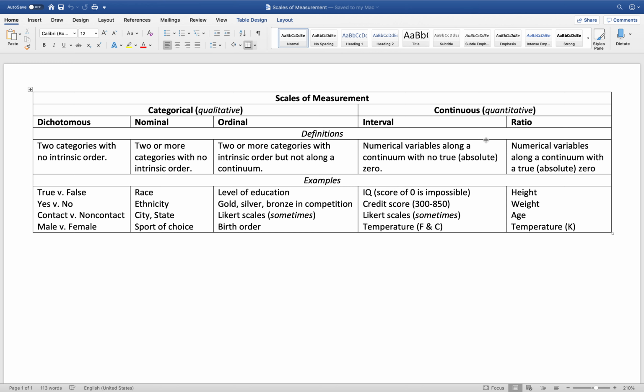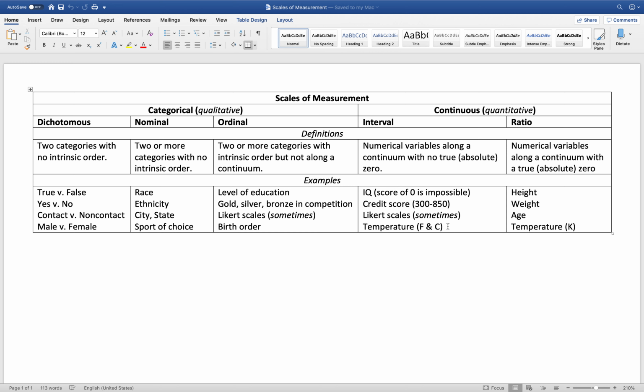But again, in the name of research, artificially turning Likert scales from ordinal measures into interval measures helps to come up with those measures of central tendency that I talked about, mean, median, and mode, as well as the measures of dispersion that we talked about, that are range, variance, and standard deviation.